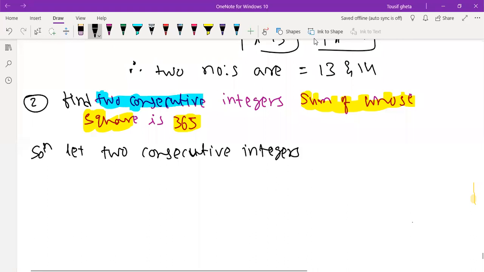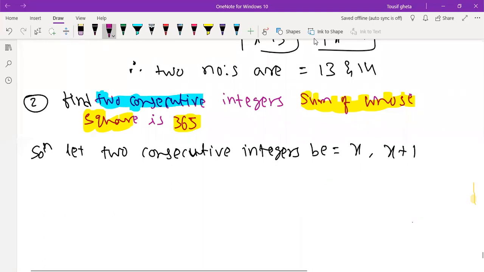be... See, two consecutive integers means like 1, 2, 3, like that. So x and x plus 1 are two consecutive integers. This is x. How much will you add to 1 to get 2? You will add 1, so x plus 1. If they give even or odd, then you will write x, x plus 2. Okay.